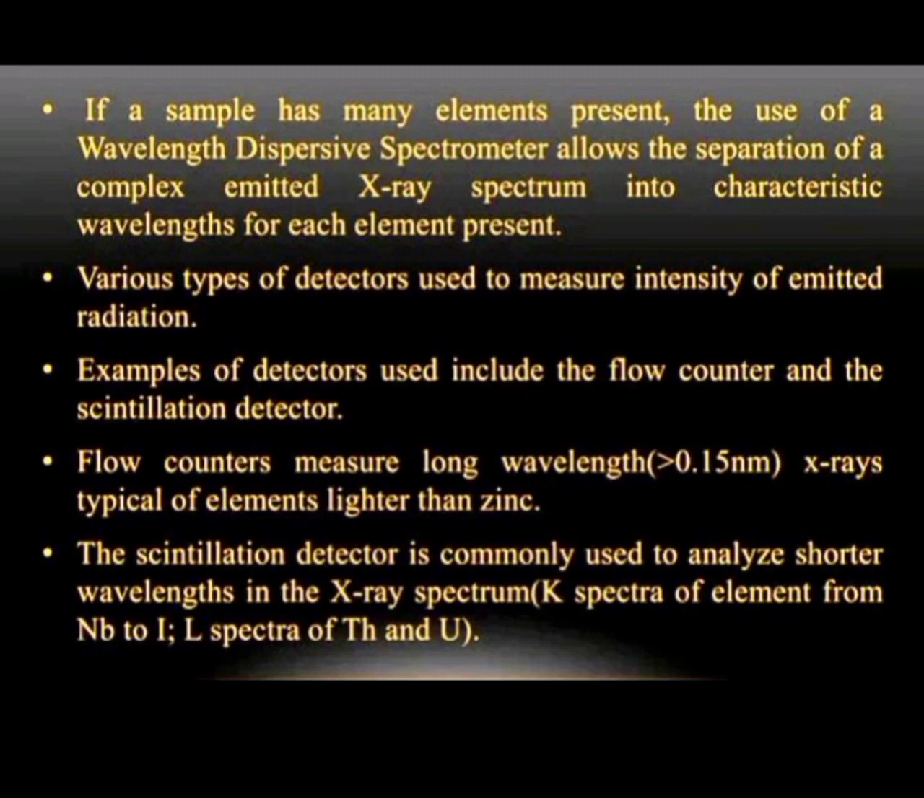Various types of detectors are used to measure intensity of emitted radiation. Examples of detectors used include the flow counter and the scintillation detector. Flow counters measure long wavelength, less than 0.15 nm, X-rays typical of elements lighter than zinc. The scintillation detector is commonly used to analyze shorter wavelengths in the X-ray spectrum, K spectra of elements from Nb to I, L spectra of Th and U.